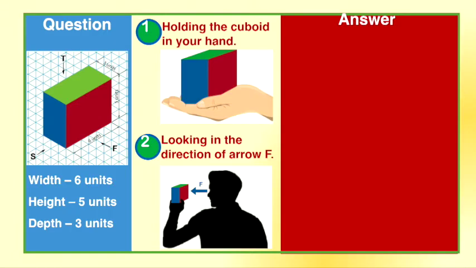How to visualize the three views? Number 1, make as if you are holding the cuboid in your hand. Number 2, to visualize the front, make as if you are holding the cuboid exactly at the level of your eyes and you are looking at it perpendicularly in the direction of arrow F.